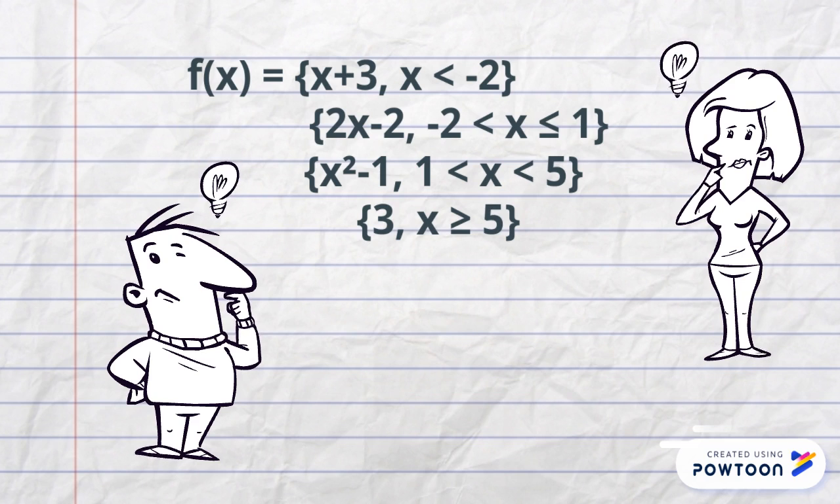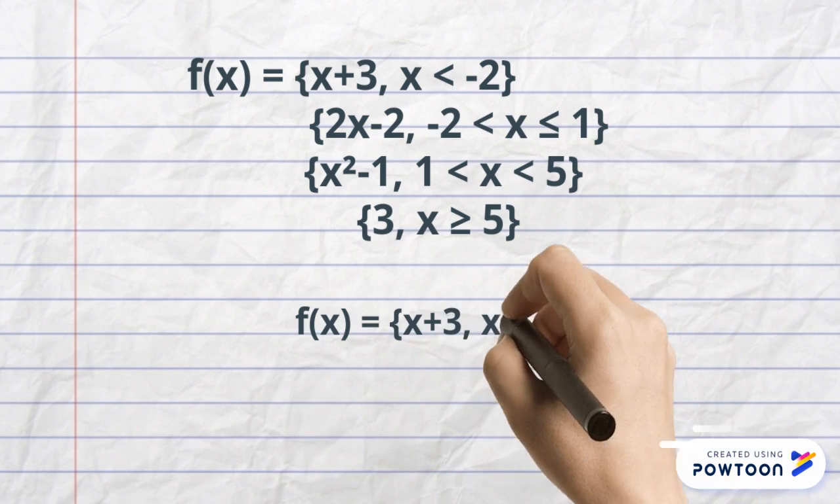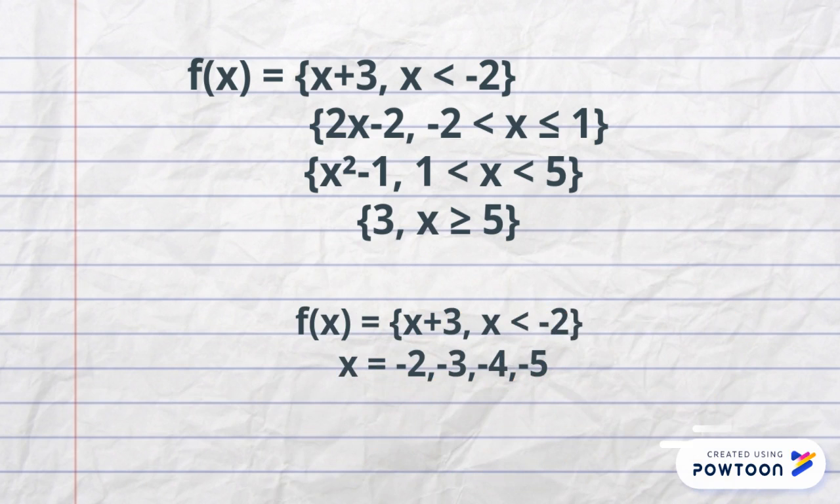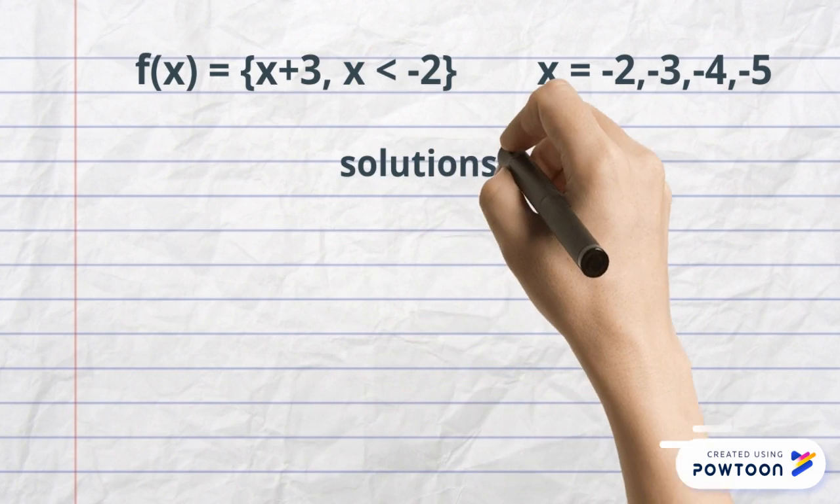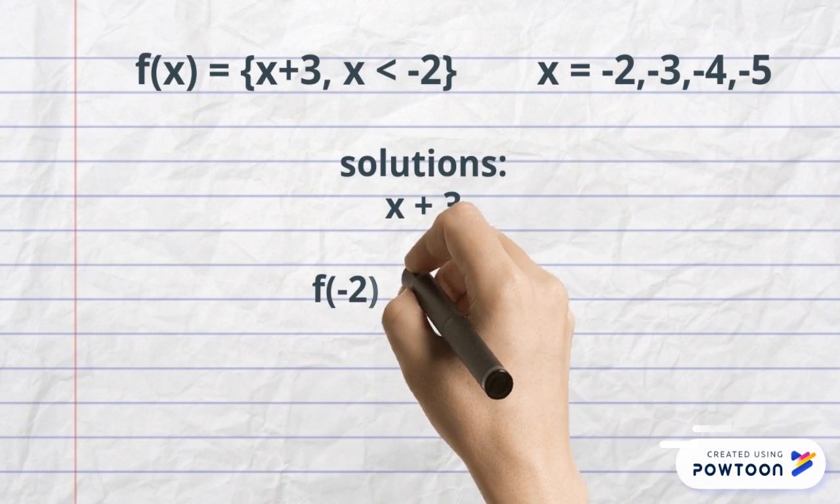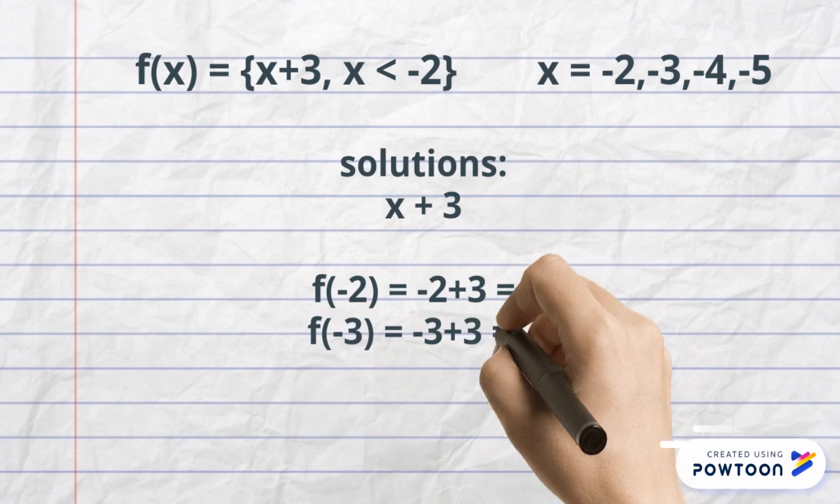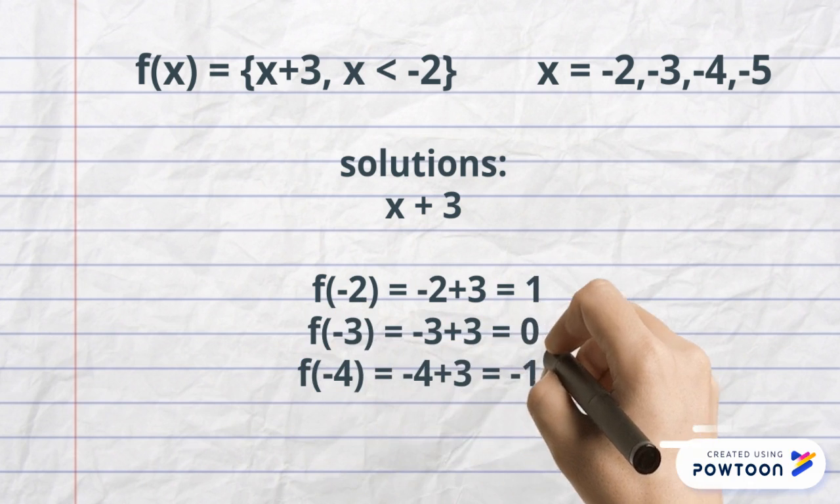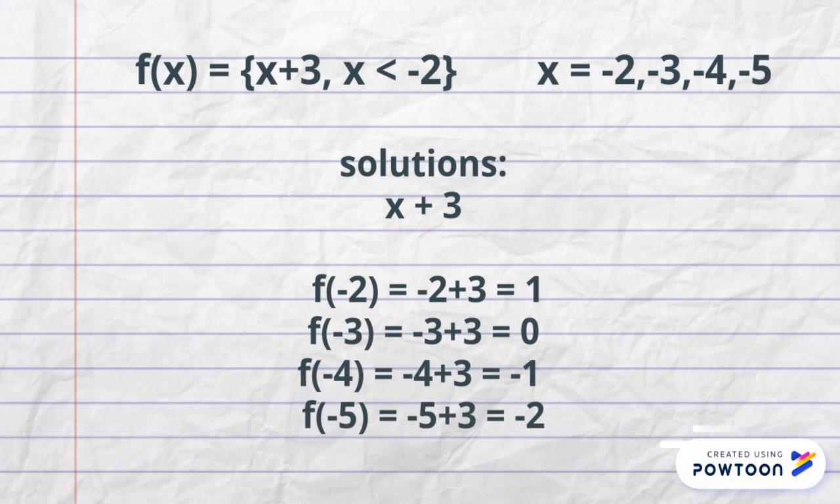At the first function, we need to find the possible outcomes. The possible outcomes, including the boundary, are -2, -3, -4, and -5. -2 + 3 = 1. -3 + 3 = 0. -4 + 3 = -1. And -5 + 3 = -2.